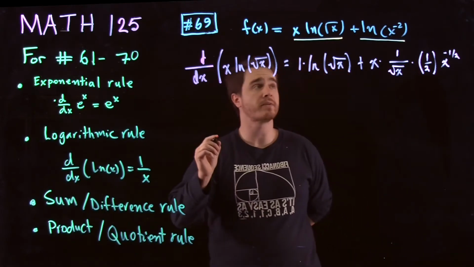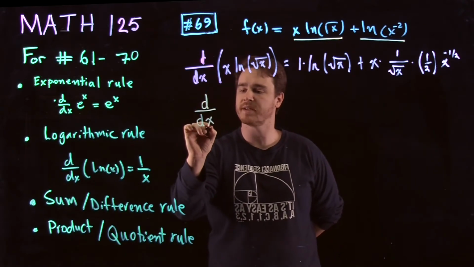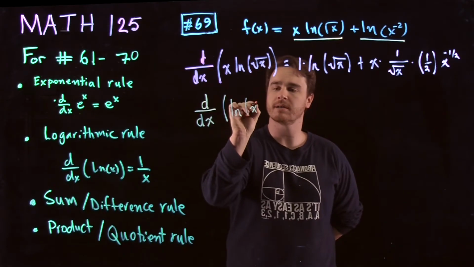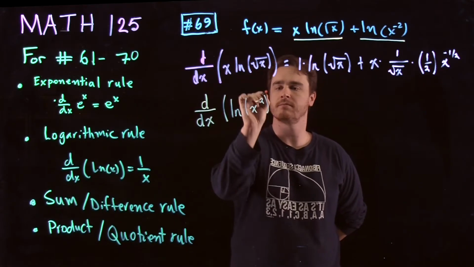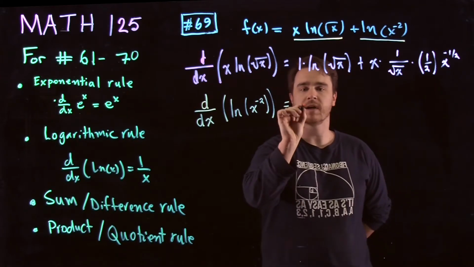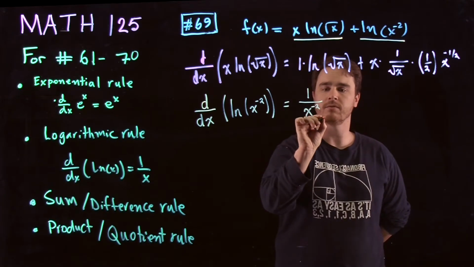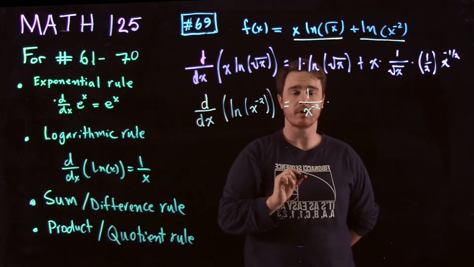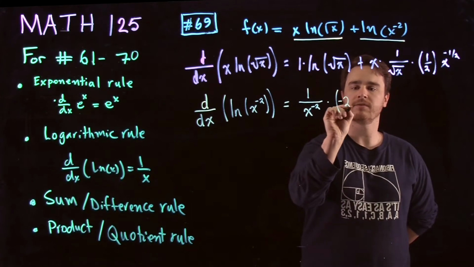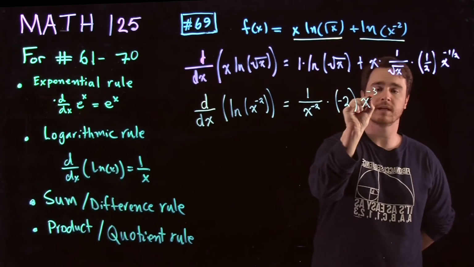Let's take the derivative of our second term. So derivative with respect to x of natural log of x to the negative 2. Again, we're going to follow our natural log rules. So we have 1 divided by x to the negative 2 times the derivative of the inside. We have a power rule here, so that'll be negative 2 times x, reduce it by 1, to the negative third.